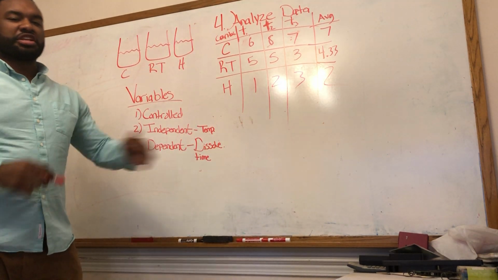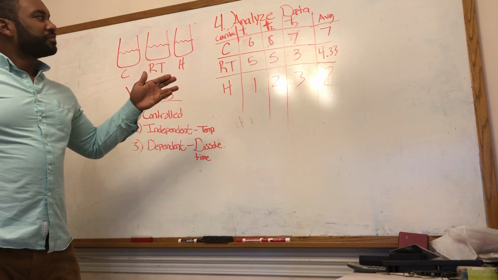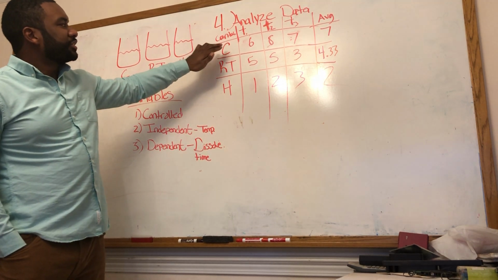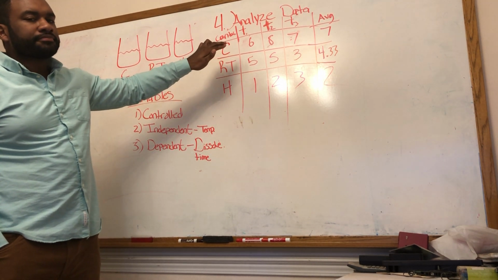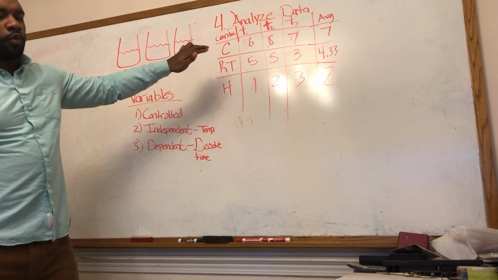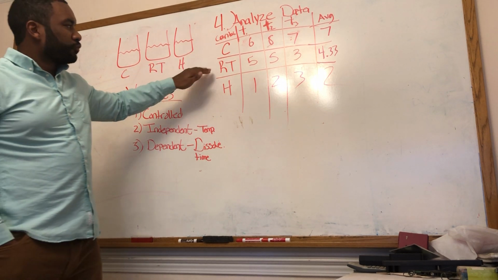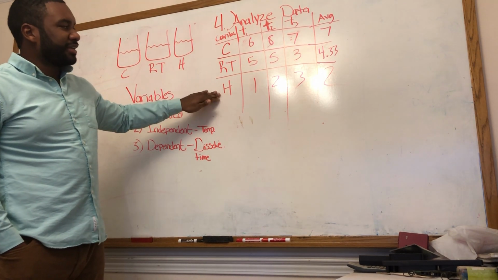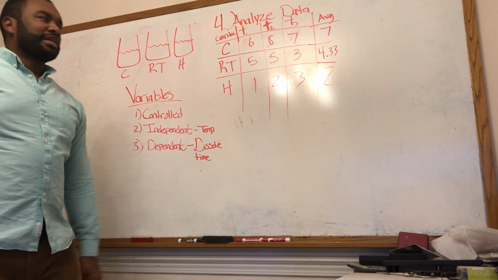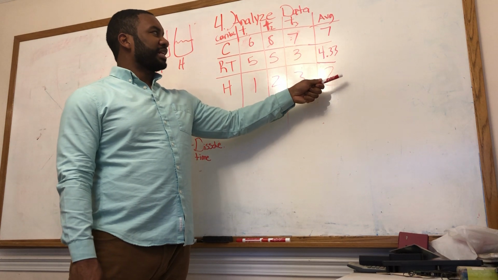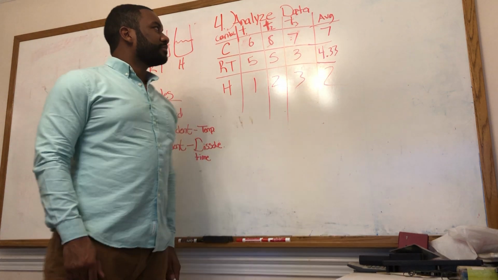And so this is the data that we've come up with. Based on the data, it looks like the cold water took the longest time to dissolve the sugar. Room temperature water is the medium, and the hot water dissolved it really quick. So we take the average time of the 3 trials: 7, 4.33 seconds, and then 2 seconds.